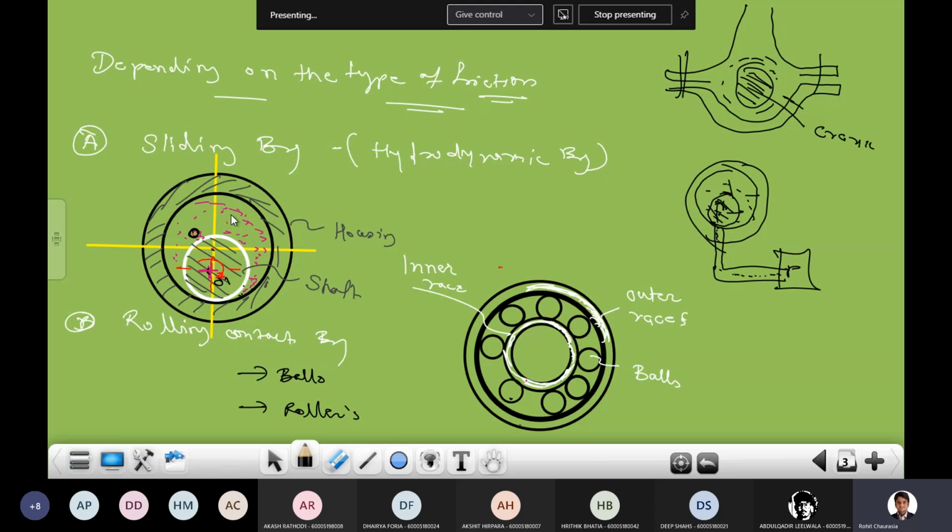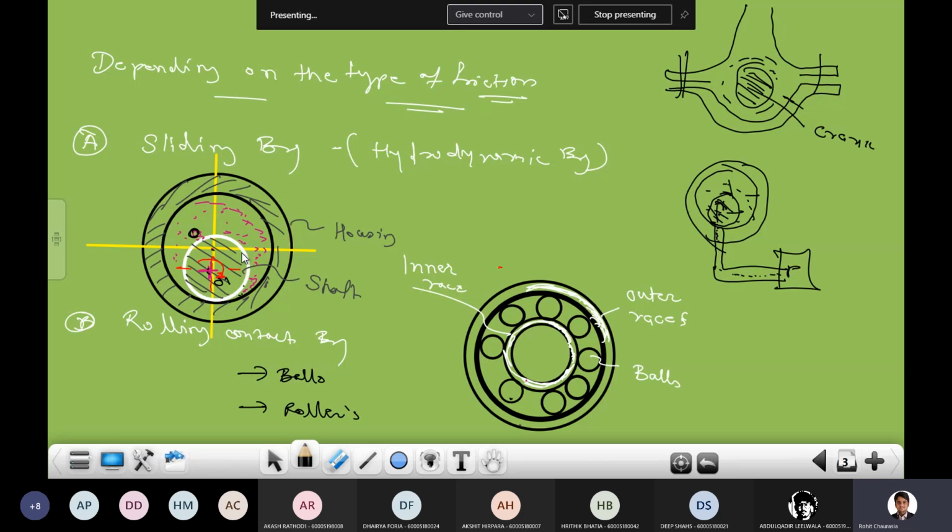And what happens here? The film thickness is maintained uniform. Where do we use this? Where I have a high speed requirement, because if I use a roller contact bearing in place of a sliding contact bearing, it is going to wear out very fast, and we need to replace it every time. Sometimes it is not possible to replace the bearing frequently. So in those cases, we are using the hydrodynamic bearing. The life of a hydrodynamic bearing is much higher than that of a roller contact bearing.